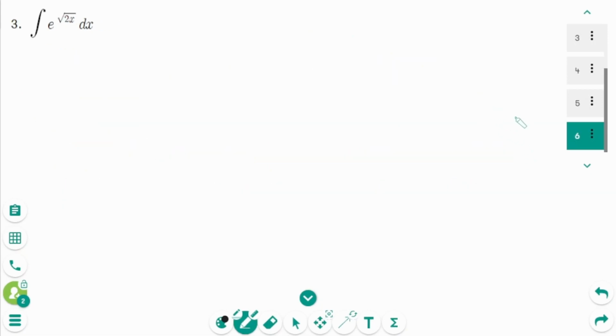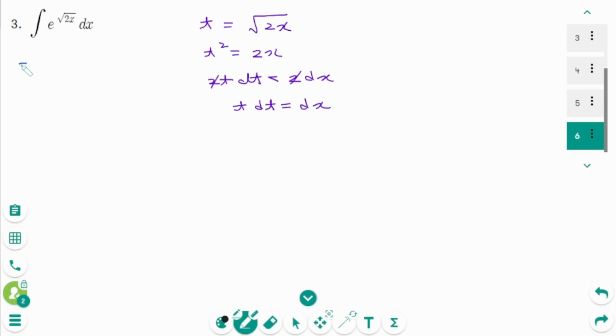This is the last one. Use the substitution. Let t equal square root of 2x. Then square on each side. t squared equals 2x. Then derive on each side. 2t dt equals 2dx. Then 2 is cancelled, t dt equals dx. So the integral of e to the power of square root of 2x is t. Then dx is t dt.